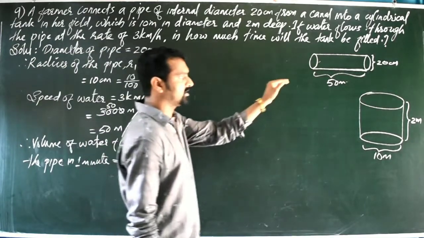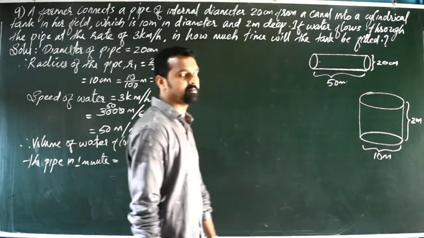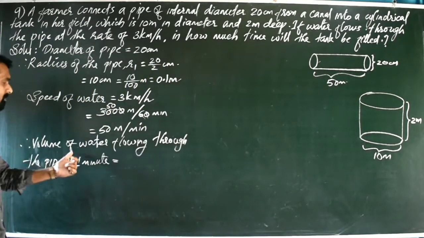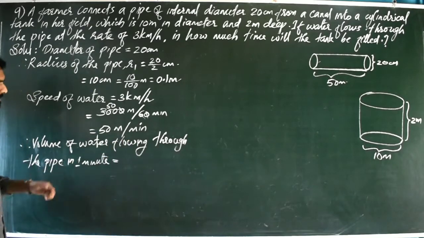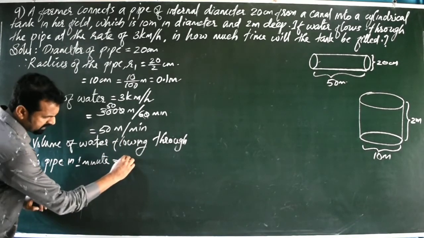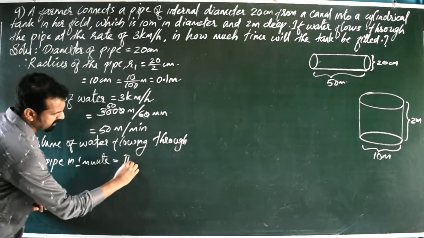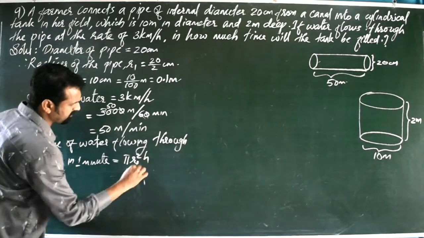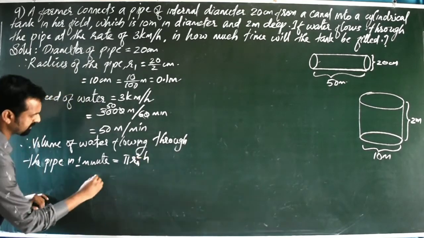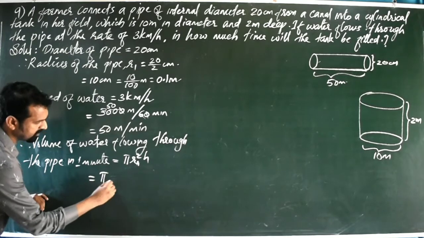That means the height of the pipe we can take as 50 meter. So here we can write: volume of water flowing through the pipe in 1 minute is equal to pi r square h. That is the formula. So we can write pi r1 square h, which is equal to pi into r1 square.